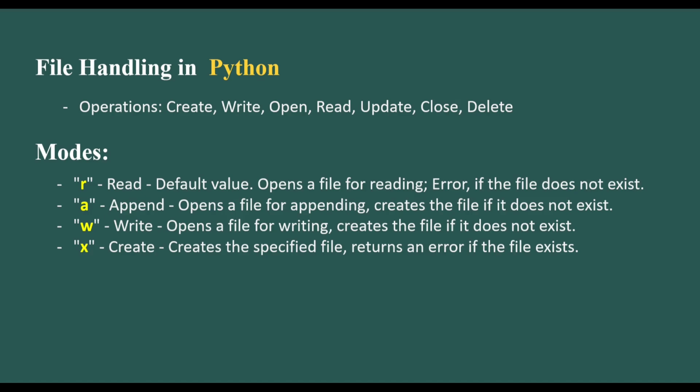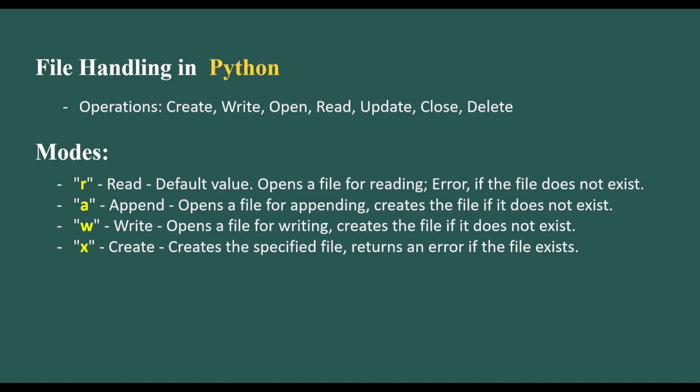First is R, that is read mode. It is the default value. So when we open a file in Python without specifying the mode, by default it opens in read mode. If the file does not exist, it will raise an error.